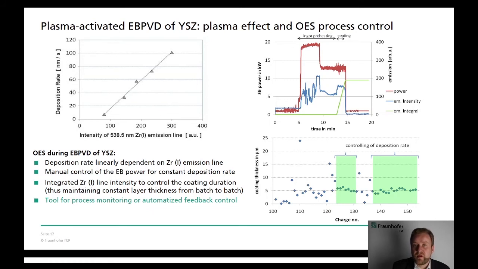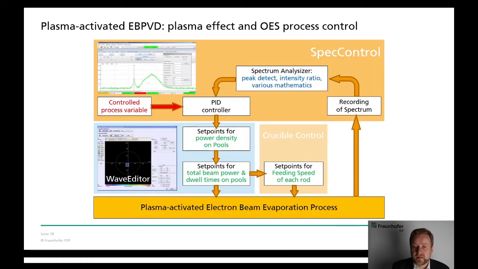So the next step was to automate this, to realize a process control loop, and this has been done here. We have our plasma-activated PECVD process, which emits the optical emission. This spectrum has been recorded with our spec control software, which also allows for peak detect to calculate intensity ratios, substrate background emission, or have various mathematics.